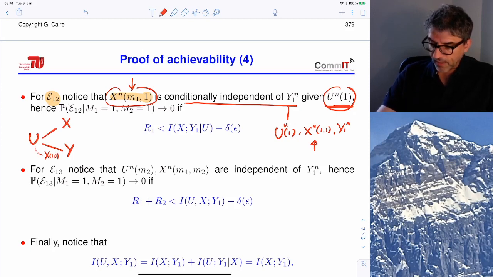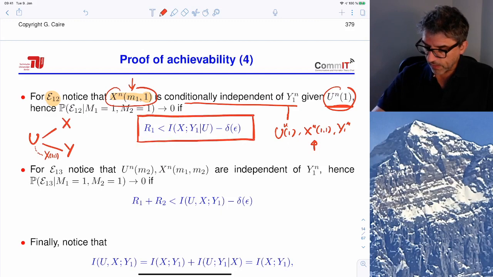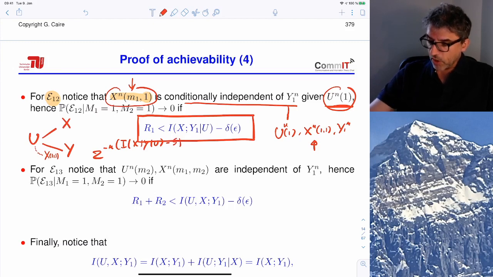So what is the probability that a sequence UXY is jointly typical when we have this conditional independence? Well, you go back to the packing lemma and you find that the probability that this is jointly typical is 2 to the minus n times the mutual information of X and Y given U minus a small delta. Then you use the union bound, you have 2 to the nR1 such code words. So at the end, taking the union bound, we add all these probabilities and multiply by this, and then we ask what is the condition for which this exponential goes to zero when n becomes large, when the exponent is negative, and therefore we end up with this condition. Okay.